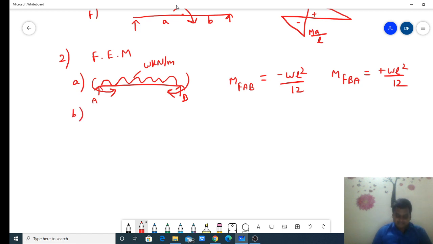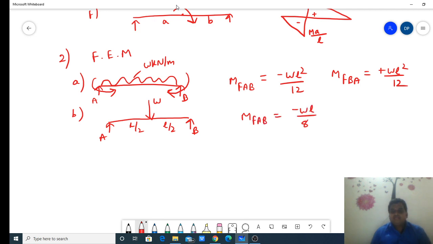Now similarly for the same thing, if you are having a point load, so this is A and say this is B, and we have a point load W kilonewton, and both distances are L by 2. If this is the case, the formula once again, MFAB will be minus WL upon 8, and similarly MFBA is equal to plus WL upon 8. So this is the formula.